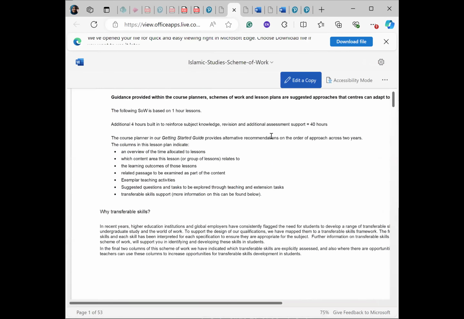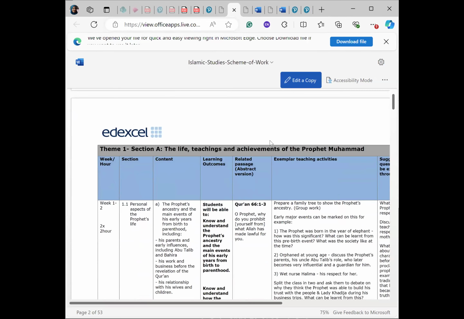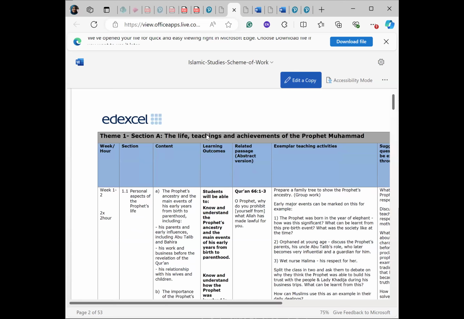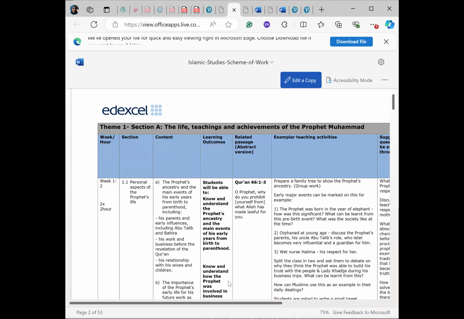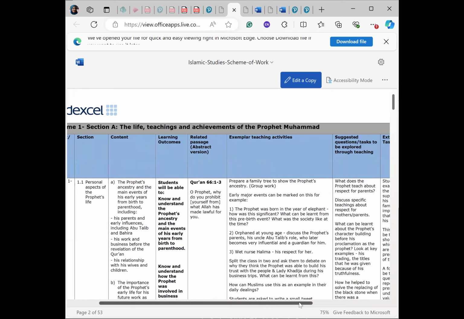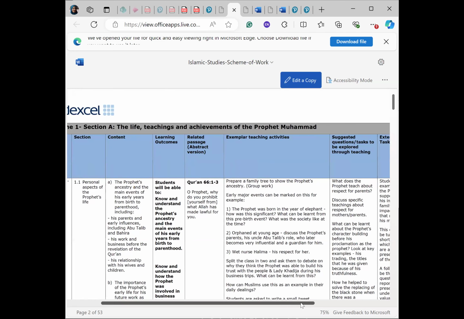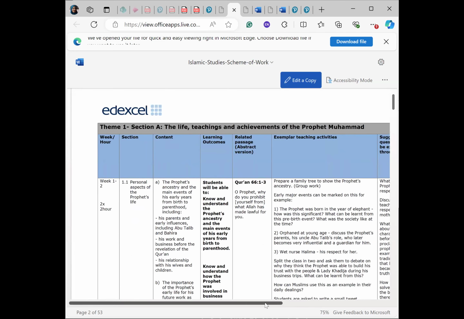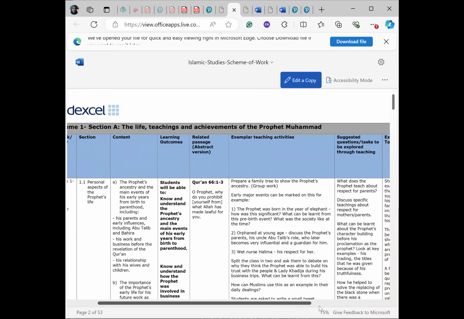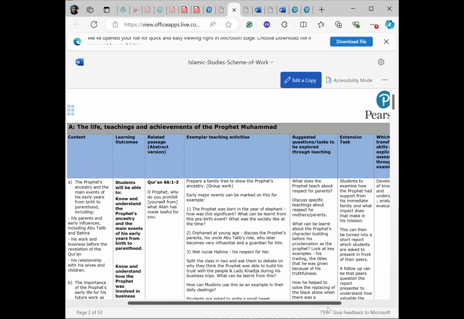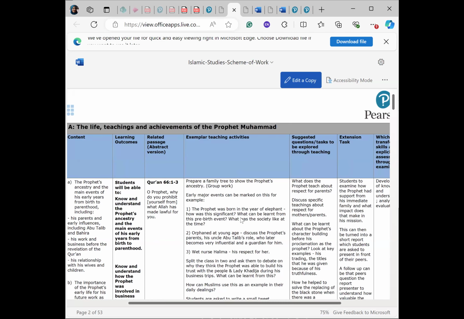So for example, here, I'm just going to go very quickly here. You can see each theme, each section has been divided. There are exemplar teaching activities there for you. So questions that can be brought for them. So for example, if you're teaching about the Prophet's life, one question you could discuss about an event that happened was during the year of the elephant. How was this significant? What can be learned from this pre-birth event?